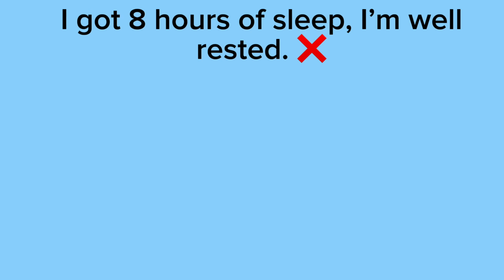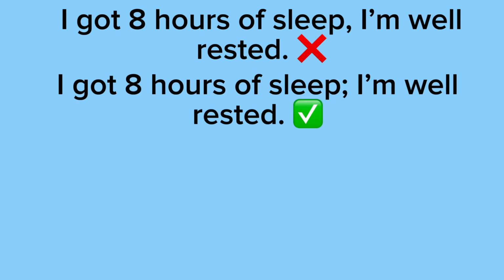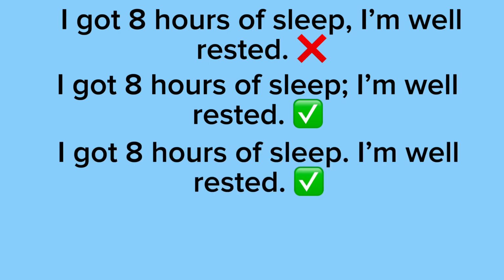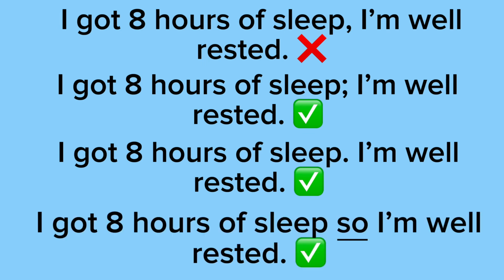And for our last example, I got 8 hours of sleep, comma, I'm well rested. This is incorrect because the comma indicates a pause, but we don't need a pause. We need a full stop. So in our first example, I got 8 hours of sleep; I'm well rested. This is correct because the semicolon is being used to separate 2 similar but different ideas. In the sentence, I got 8 hours of sleep. I'm well rested. This is correct because the period indicates a full stop, which is what we needed. And lastly, I got 8 hours of sleep, so I'm well rested. The so is a coordinating conjunction and it's being used to connect 2 parts of a sentence.